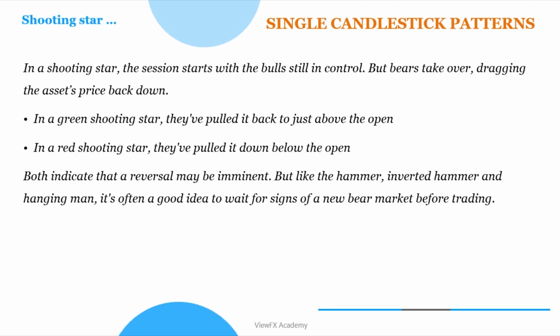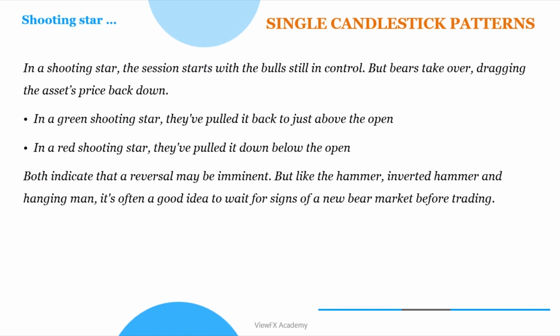In a shooting star, the session starts with the bulls still in control. But bears take over, dragging the asset's price back down. In a green shooting star, they pulled it back to just above the open. In a red shooting star, they pulled it down below the open. Both indicate that a reversal may be imminent.